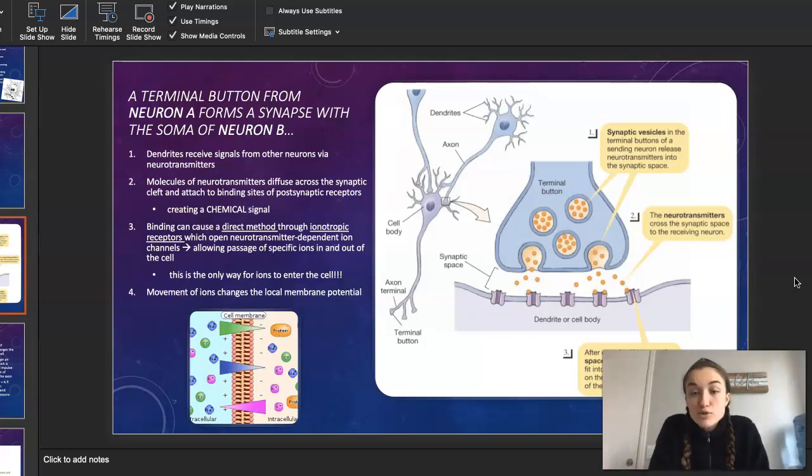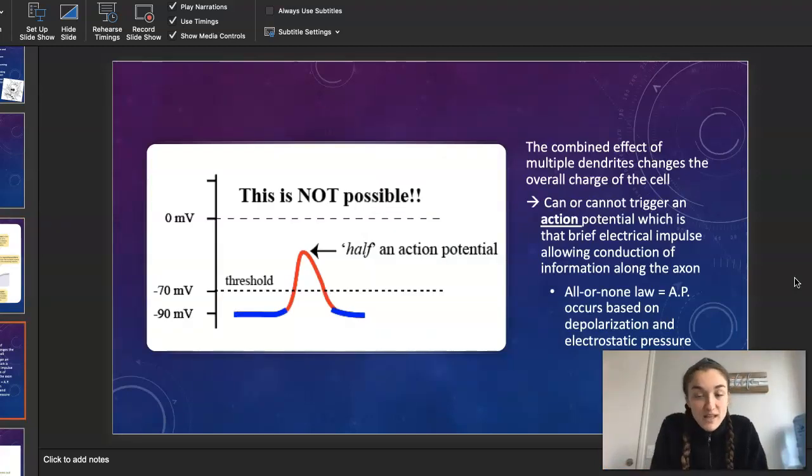It is not possible to have a partial action potential. That's not possible. It's all through the all-or-none law, which means the action potential occurs based on depolarization and electrostatic pressure. So you can't just have one.